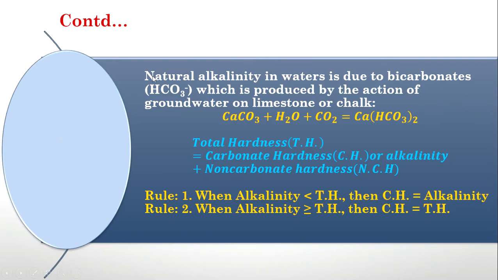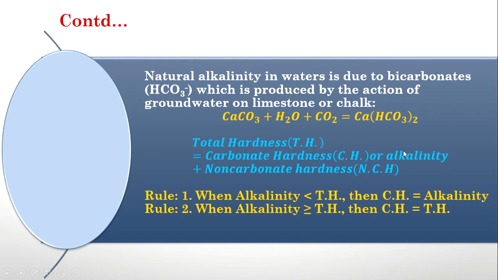The hardness is directly related to the alkalinity of water because hardness is caused due to the presence of bicarbonates of calcium, magnesium, etc. Bicarbonate means it is alkaline in nature, so alkalinity is directly related with hardness of water. Normally this hardness of water is caused by limestone and chalk. Limestone, when it reacts with water and carbon dioxide, will produce this bicarbonate. So the main reason for alkalinity is limestone or chalk. Now the total hardness of water is equal to the sum of carbonate hardness and non-carbonate hardness.